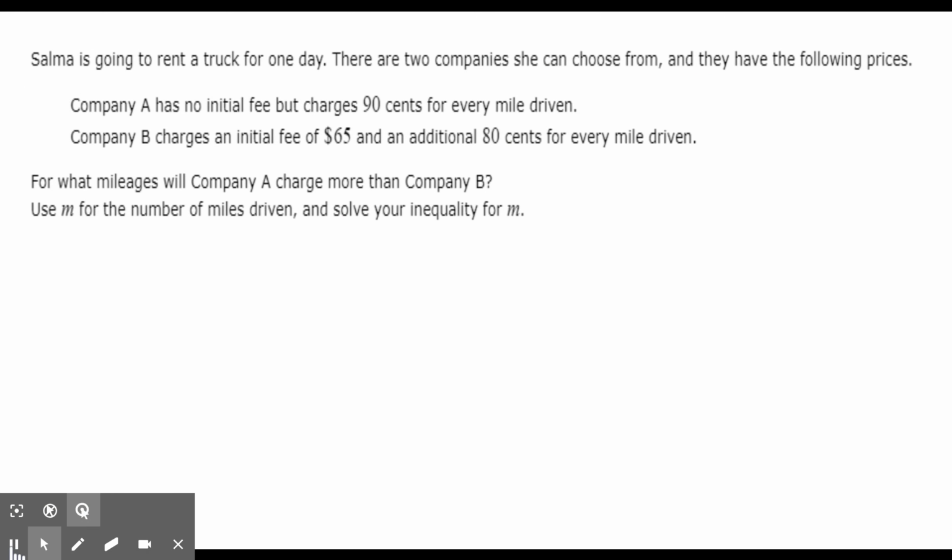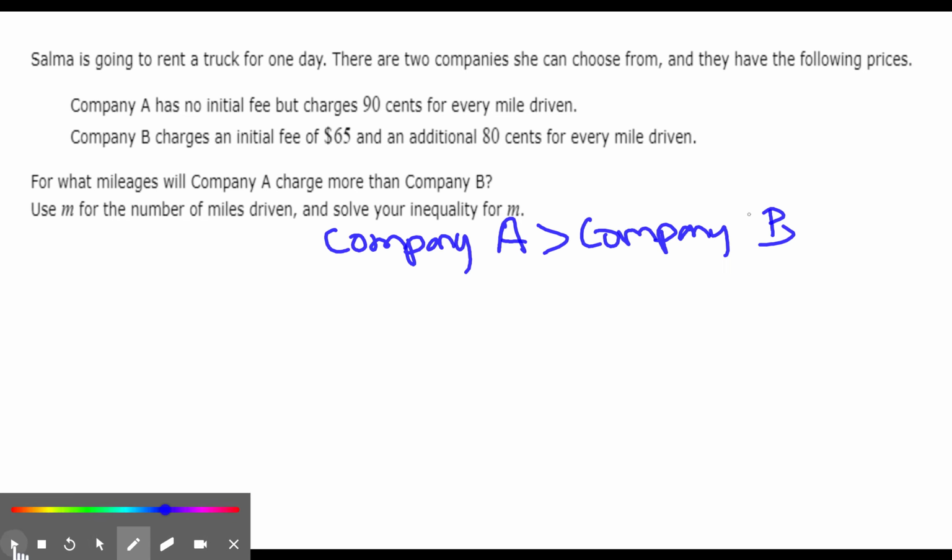Now it's your turn. Just to get you set up, Salma is going to rent a truck for one day. There are two companies she can choose from, and they have the following prices. Company A has no initial fee but charges 90 cents for every mile driven. Company B charges an initial fee of $65 and an additional 80 cents for every mile driven. For what mileage will Company A charge more than Company B? Okay, so you are solving for when does Company A charge more than Company B? You can pause the video here and solve.